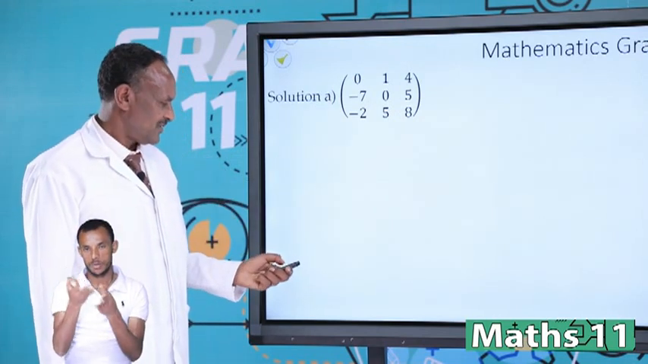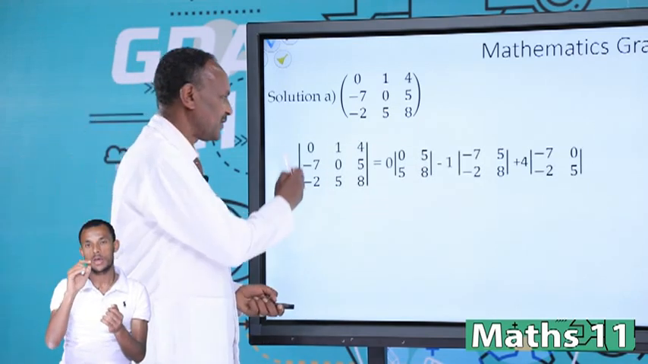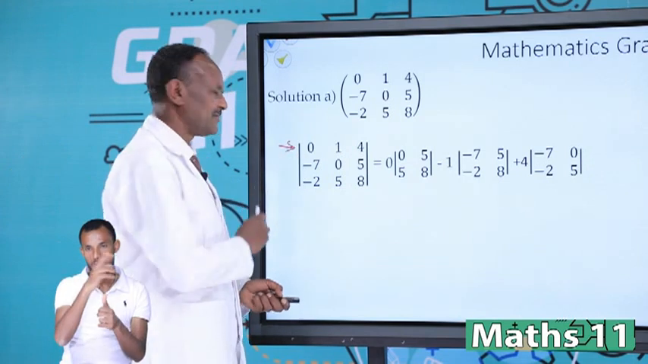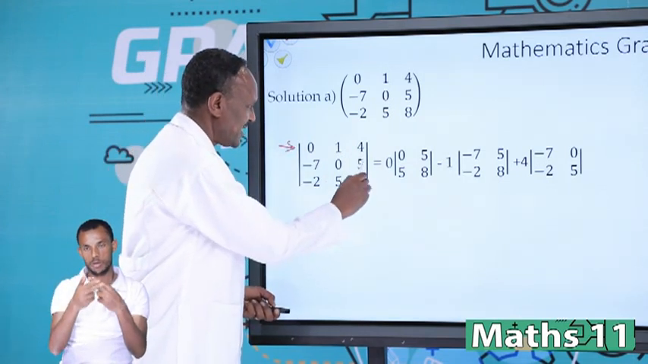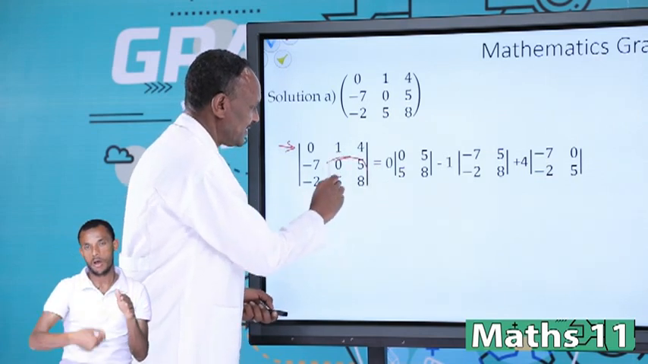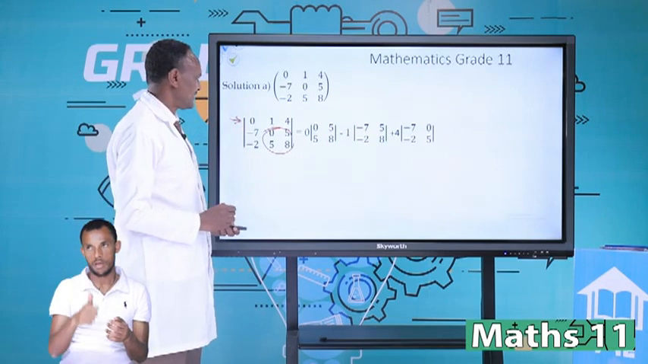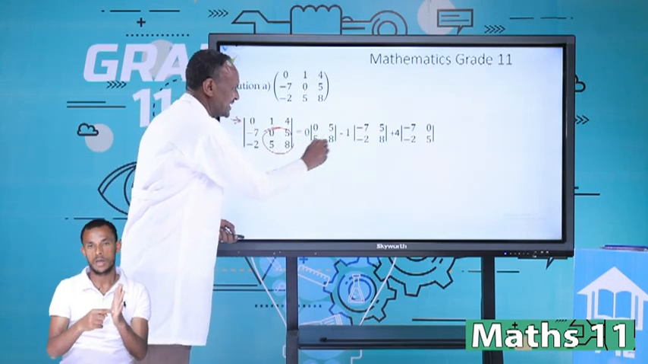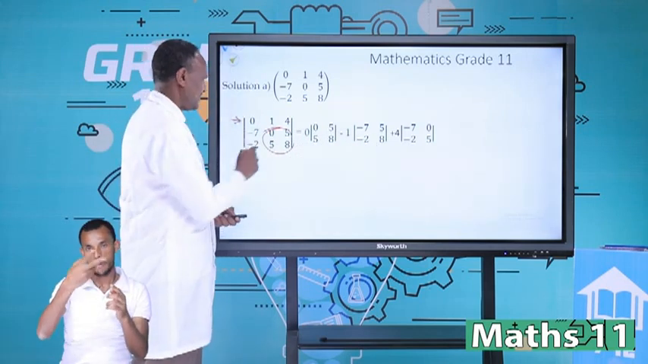Taking, for example, matrix A, I can find the determinant of this 3 by 3 matrix. I use the first row as expansion. 0 multiplied by the remaining minor element, which is 0, 5, 5, 8. Second, the signs will oscillate: plus, minus, plus, and it goes on because of powers of negative 1.